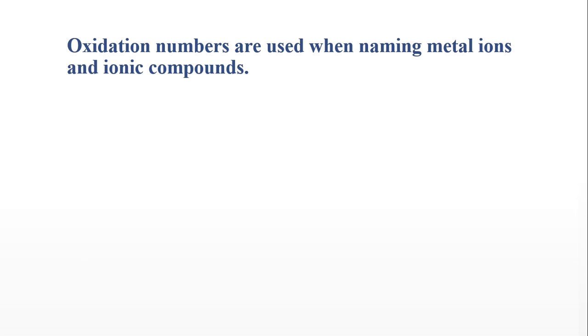But they're also used in a more conventional, more everyday way, and that is that they're used when we name metal ions. And as a consequence of naming metal ions, we also need to name ionic compounds. So we're going to go through this a little bit as well.